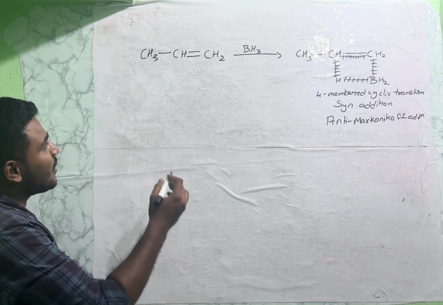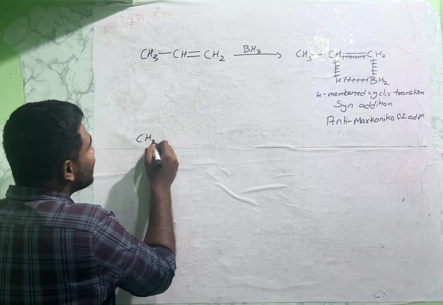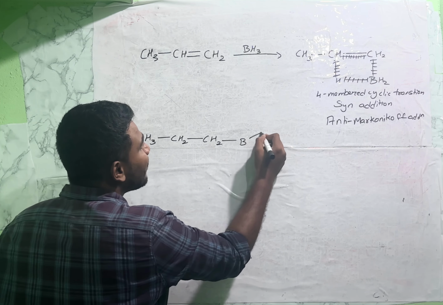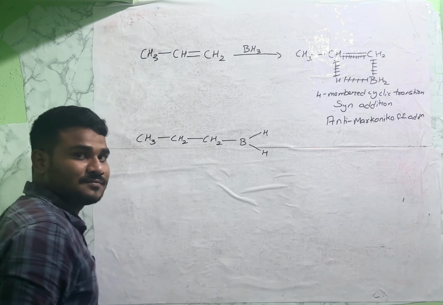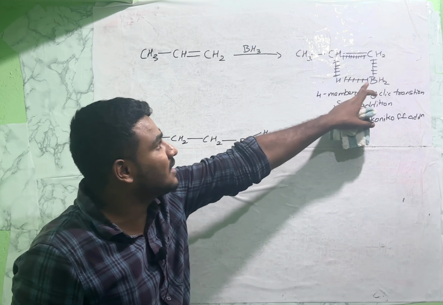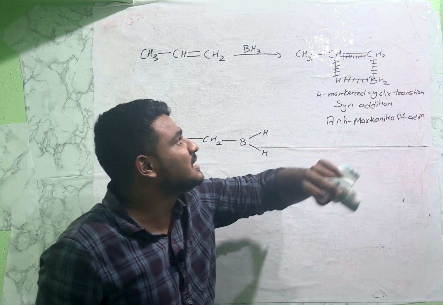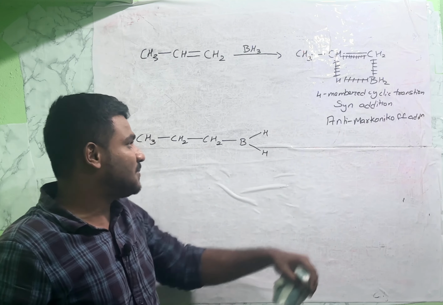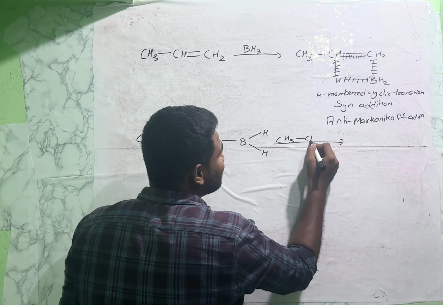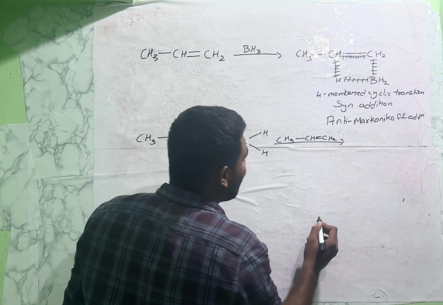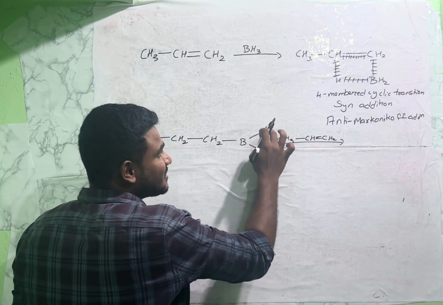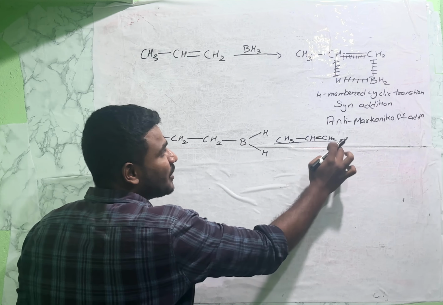In the next step, what happens if you see here? CH3, CH2, CH2, BH, H. Here this H forms a bond with CH, and this BH2 forms a bond with CH2. This H and BH bond is broken. In the next step, again one alkene is added, the same alkene. Now this reaction is again proceeding. This H is going to add over here, and this BH is going to add over here.